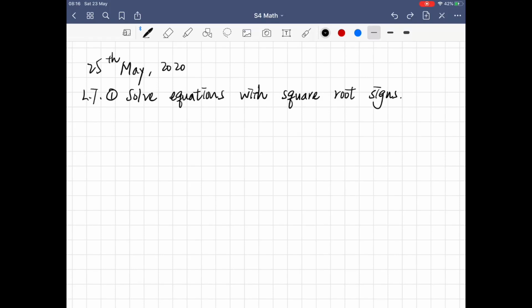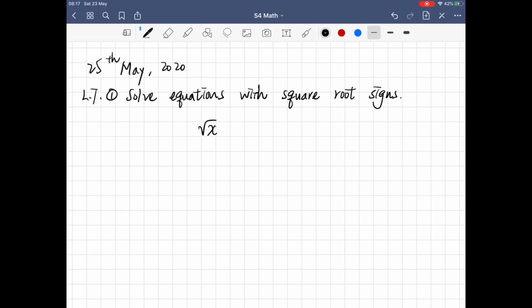Hi everyone, in today's lesson I will talk about how to solve equations with square root signs. So please turn to a new page of your notebook, and write down the date of today and the learning target. Okay, and there is only one skill, and you can take a look at this example.